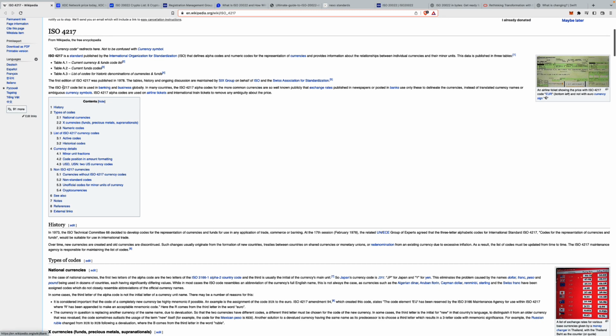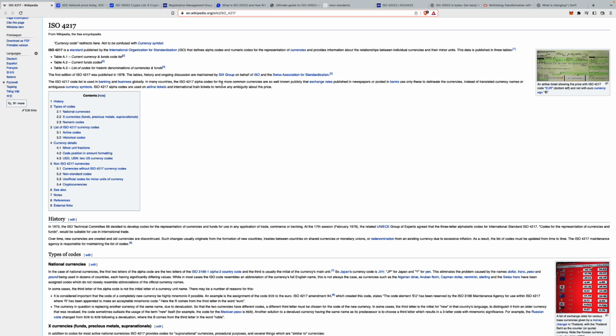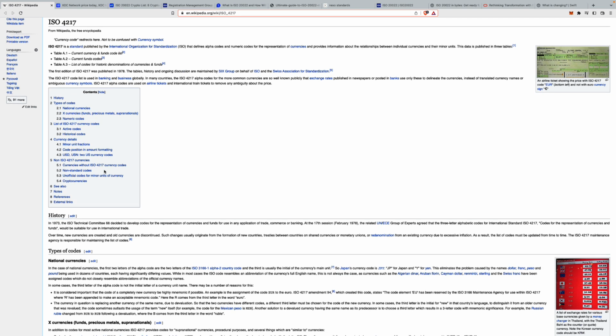The ISO 4217 code list is used in banking and business globally, so that's why we care about it. We're involved with the cryptos that are involved with the banks. In many countries, the ISO 4217 alpha codes for the more common currencies are so well known publicly that exchange rates published in newspapers or posted in banks use only these to delineate the currencies instead of translated currency names or ambiguous currency symbols. ISO 4217 alpha codes are used on airline tickets and international train tickets to remove any ambiguity about the price.